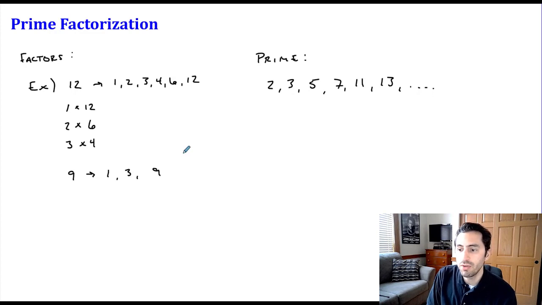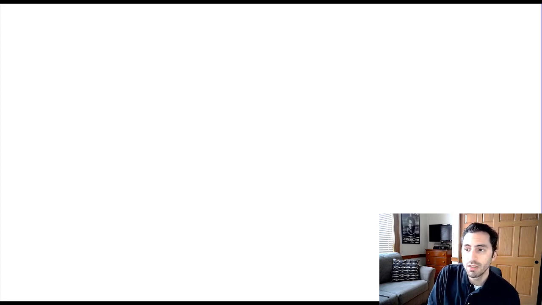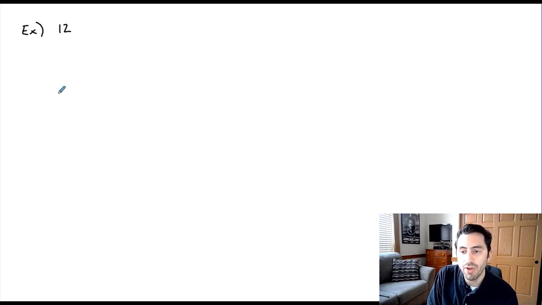Okay, so now that we know these two things, we can talk about the prime factorization. For a prime factorization, we are going to take a number and break it down into a product of only prime numbers. So let's start with a really simple example. Let's take the number 12, and I want to write this as a prime factorization. So we want to write it as a multiplication of only prime numbers that when we multiply all of them together, we get 12. And I think a really easy way to do this is with a number tree.